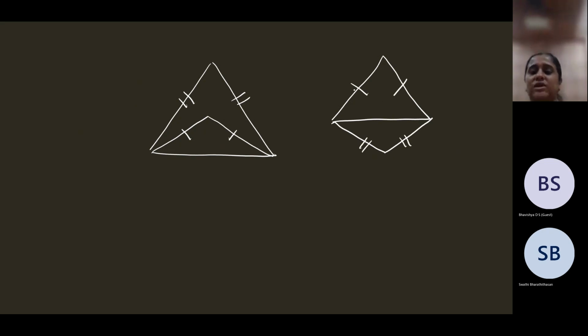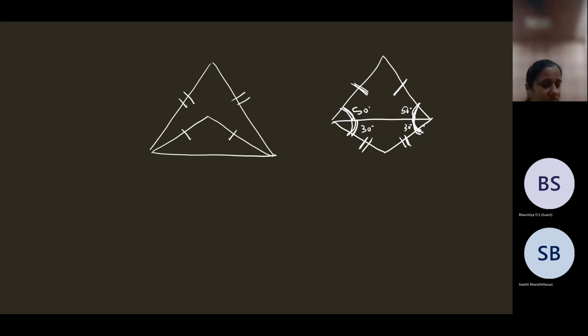Now in an isosceles triangle, when these two sides are equal, these two angles will be equal. So if this angle is 50 degrees, this also will be 50 degrees. Now in this triangle, since these two sides are equal, these two angles will be equal. Supposing this is 30 degrees, this also will be 30 degrees. Now, what is this whole angle? 50 plus 30, 80. This whole angle is also 50 plus 30, 80. That is why one pair of opposite angles is equal.